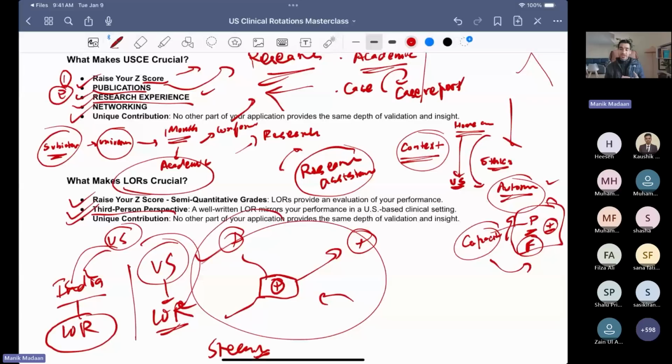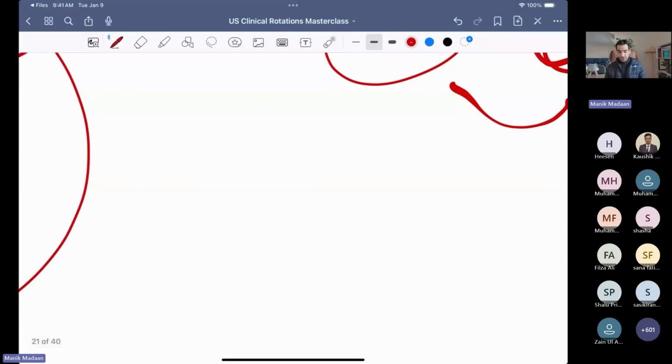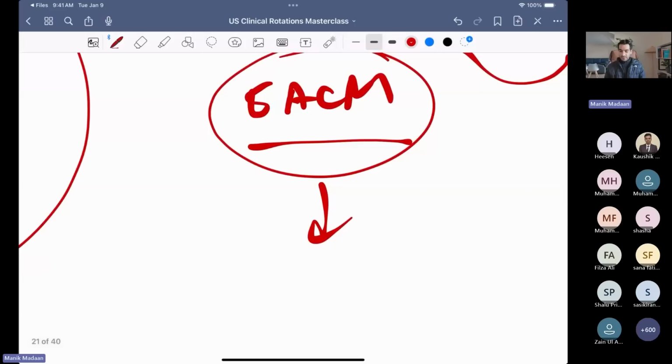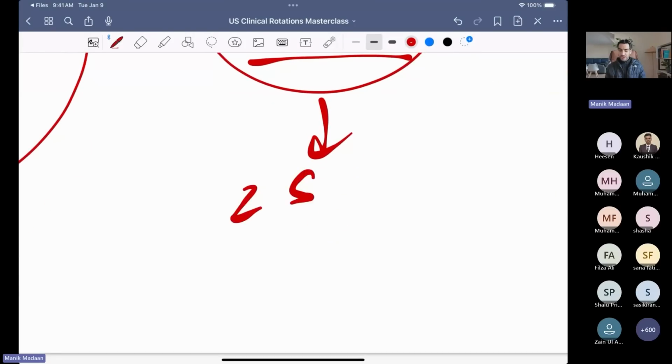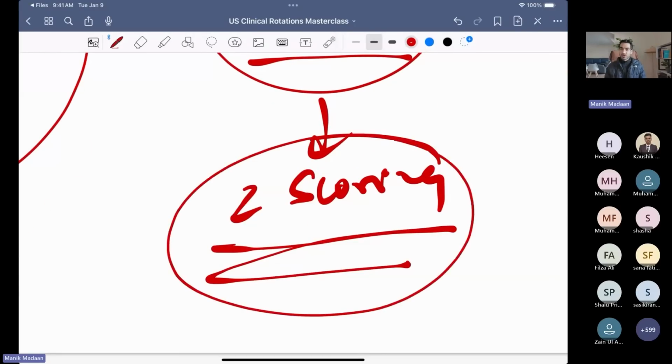If, let's say, you're a stellar applicant, you might not match, or you might get no interviews, because this sucks. And the problem is people are never educated about the holistic model. When I was starting, I'll be very honest, when I was applying for USCE, I had no idea what the ERAS holistic model was. I had no idea what Z scoring was, or how programs look at me. And when you get into a quality program, you start learning this.